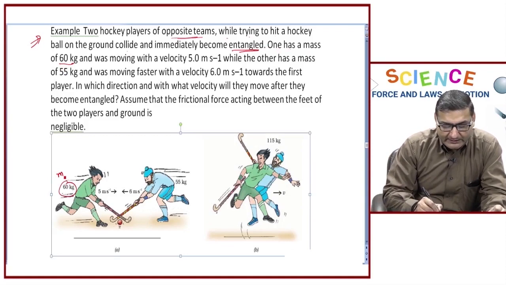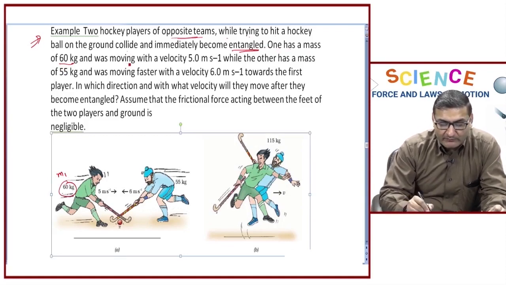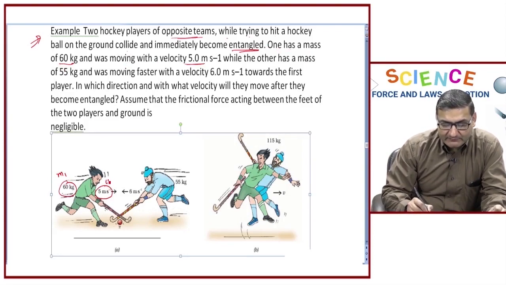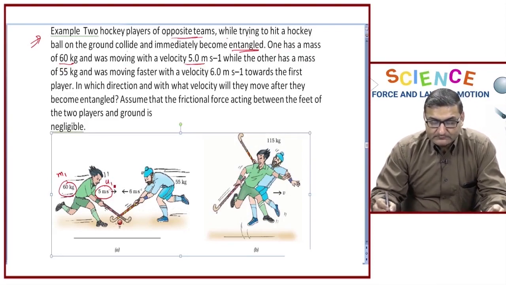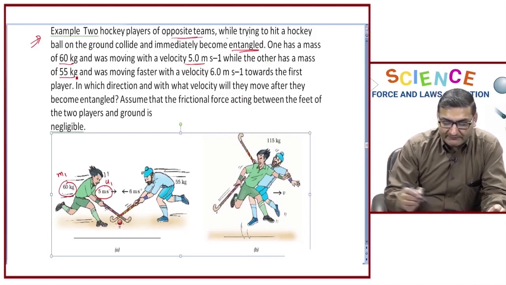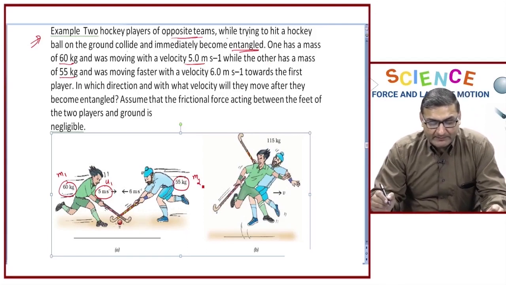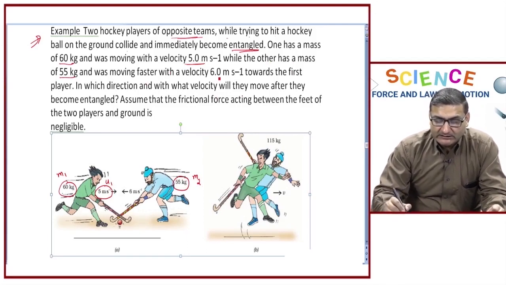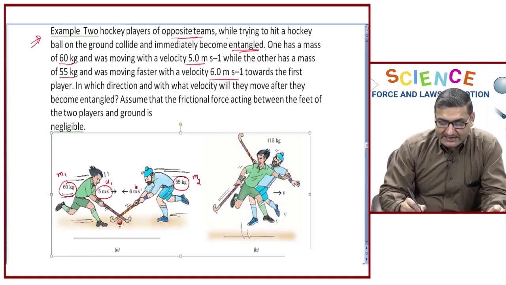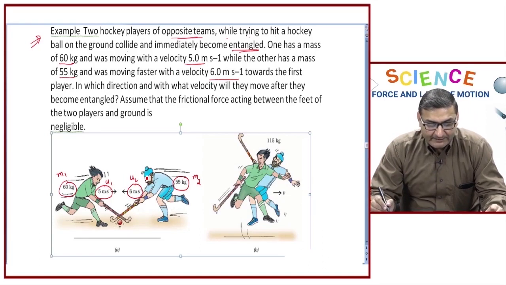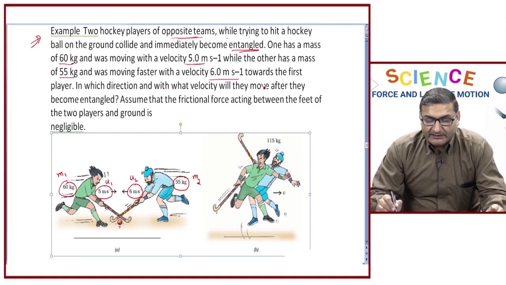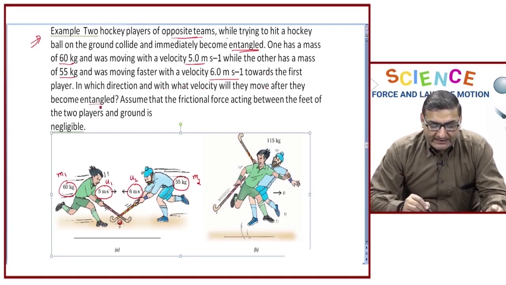Now, given to us in the question is, one has a mass of 60 kilograms. This is given to be m1 and was moving with a velocity of 5 meters per second. This is his initial velocity taken to be u1. Other has a mass of 55 kilograms. The mass of other taken to be m2, 55 kilograms, and was moving faster with a velocity of 6 meters per second. This is his initial velocity, let it be u2, right? In which direction and with what velocity will they move after they become entangled?